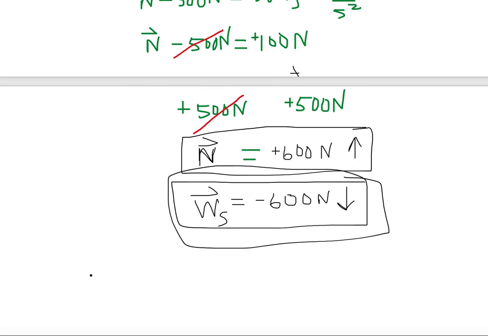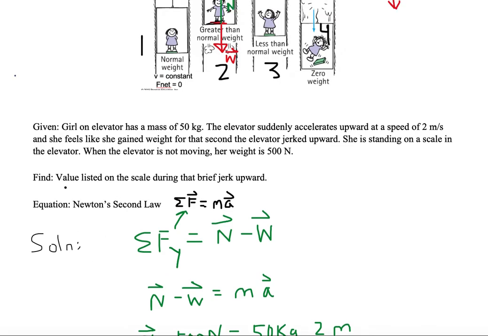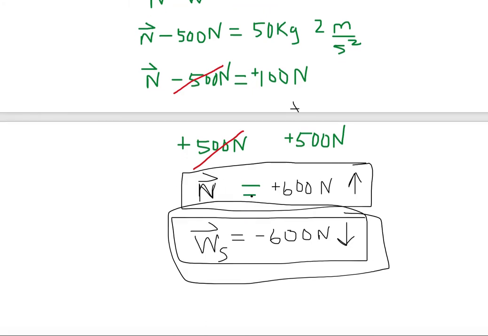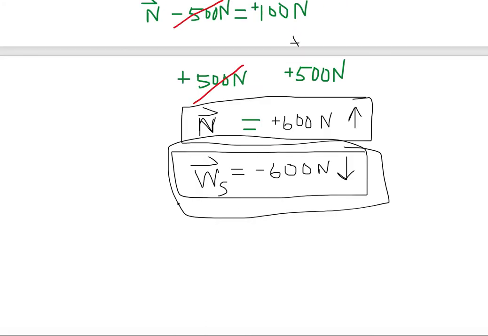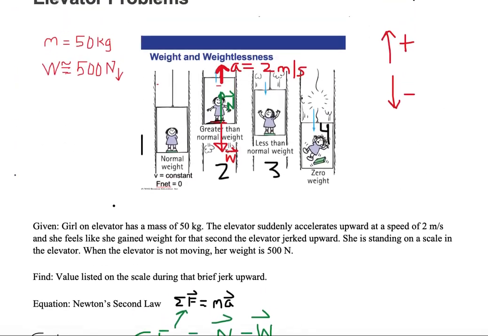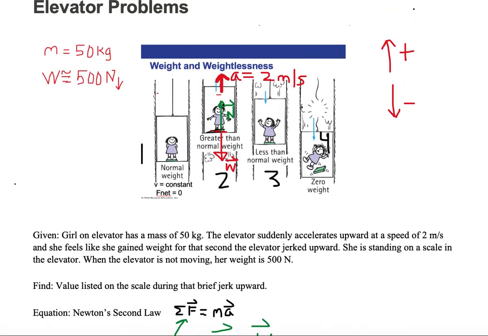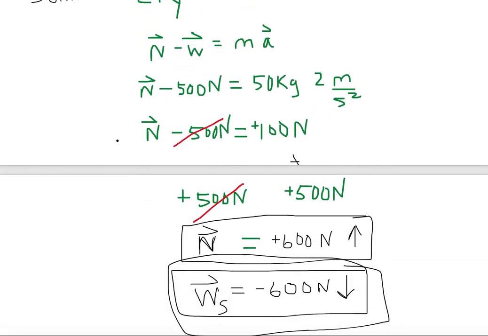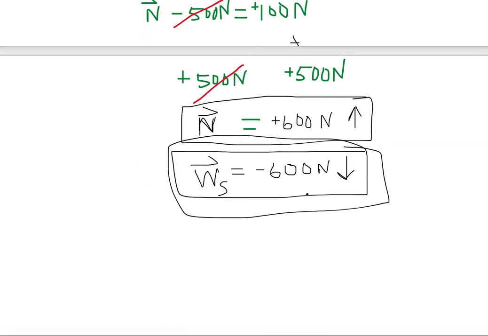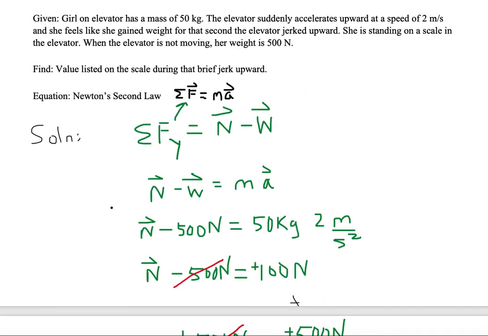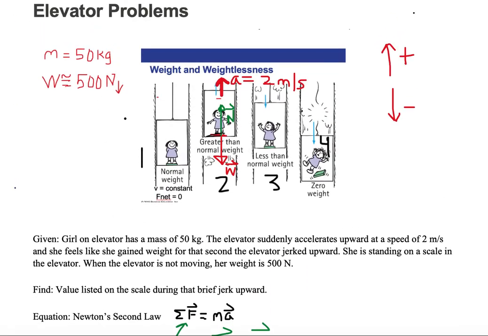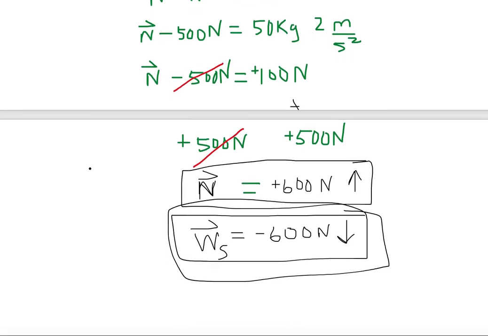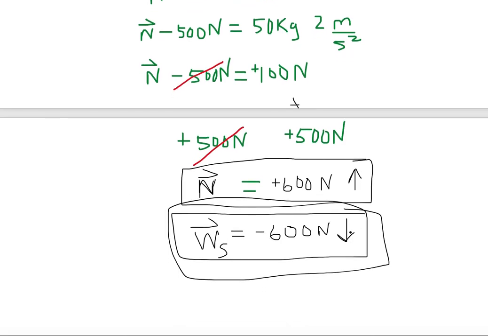So we know that that one's the correct one. Let's make sure we answered the question. What's the value listed on the scale? It's not asking for the normal force, it's asking for the weight on the scale. The normal force is what's going up, but the weight on the scale is what's going down. So for that brief instant in time, as the elevator accelerates upwards, she has a slightly more massive weight. Remember, she weighs only 500 newtons in normal life, but she feels like she weighs 600 newtons down.